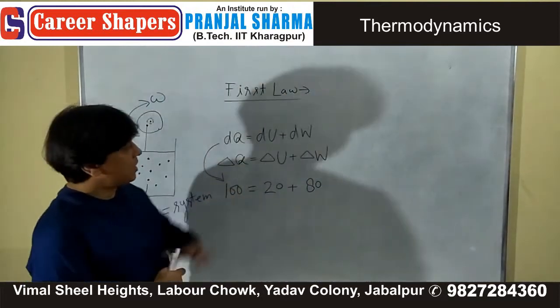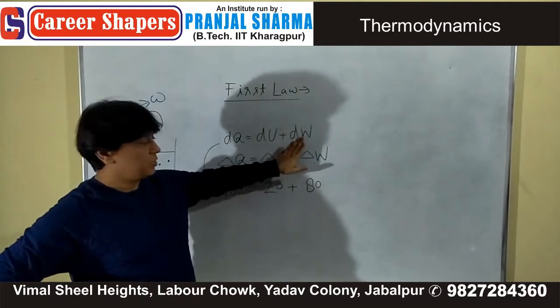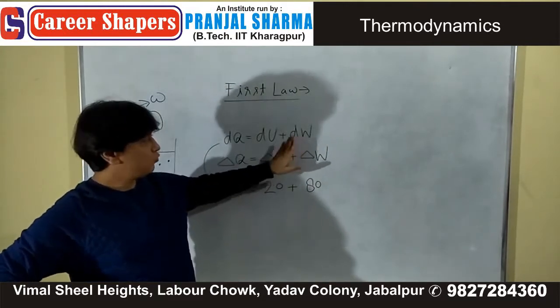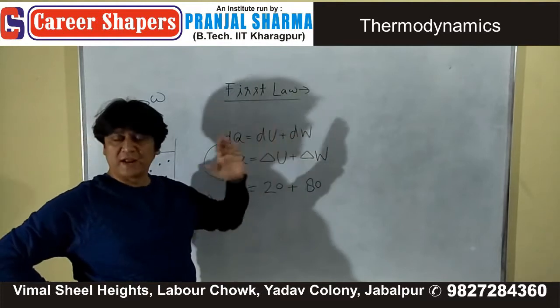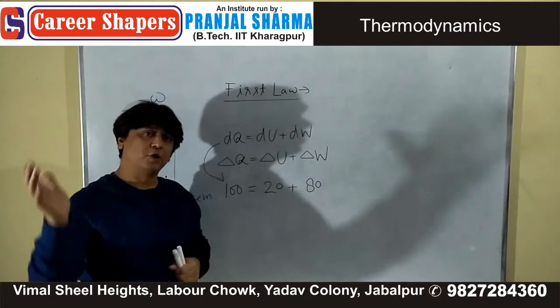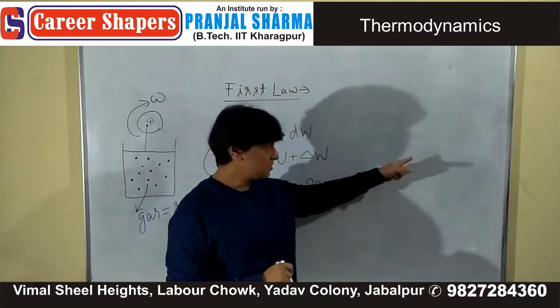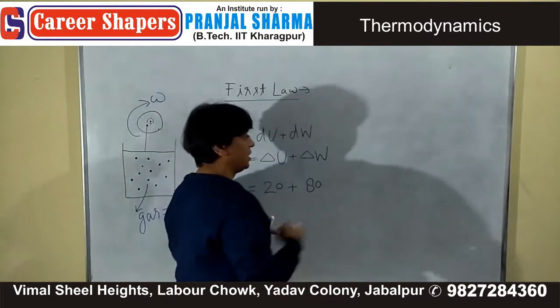Now, we'll first develop this dW. We'll understand work done by the system, and when I told you that if volume increases, work is positive, if volume decreases, work is negative, you will understand these things with the help of this diagram.